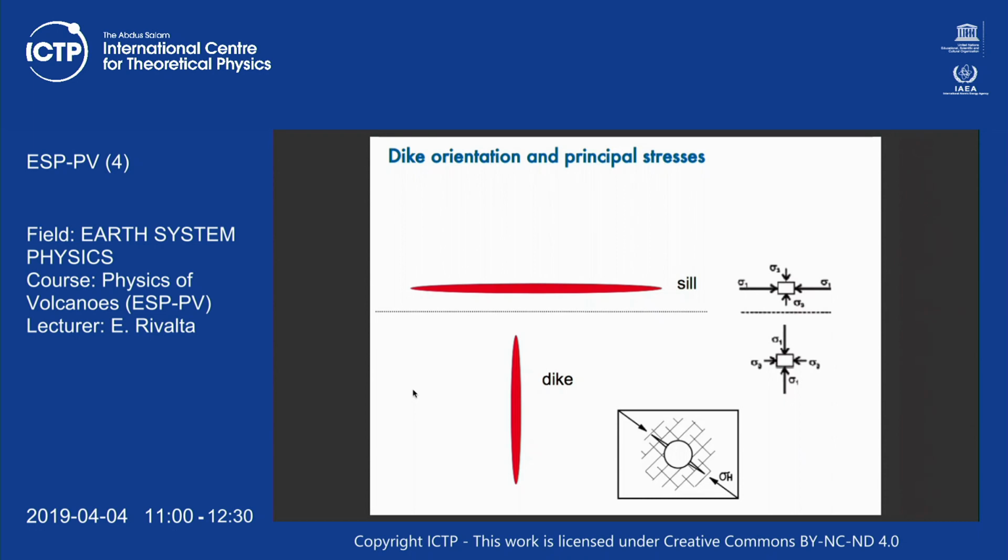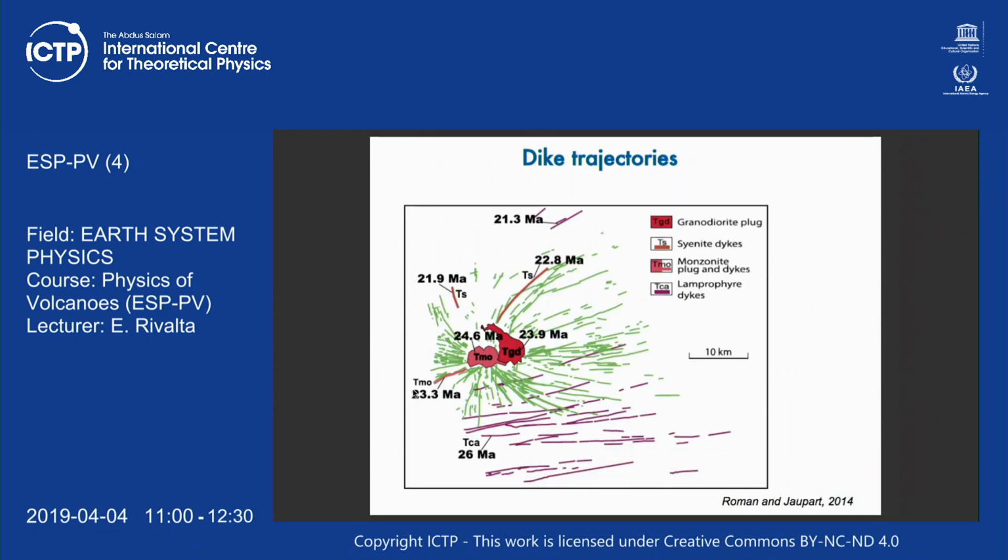Okay, so let's go ahead. Look at this case. This is a very beautiful paper by Roman and Jaupart, where first you need to look at the purple dikes. The dating is 26 million years. They are the oldest, and they are all more or less parallel. This was the direction perpendicular to the sigma 3 at the time, and aligned with the sigma 1 at the time, like a tectonic stress. They are all parallel. But then what happened?